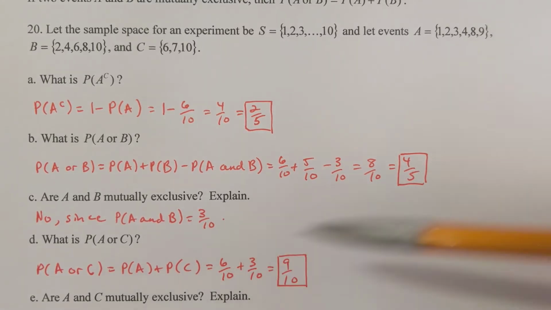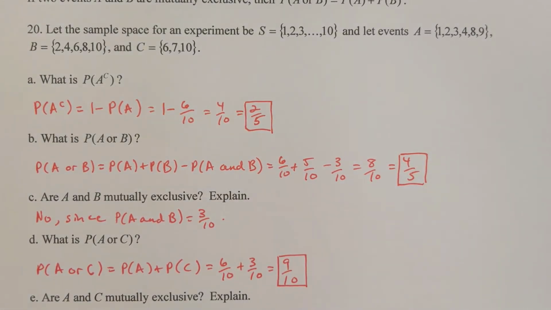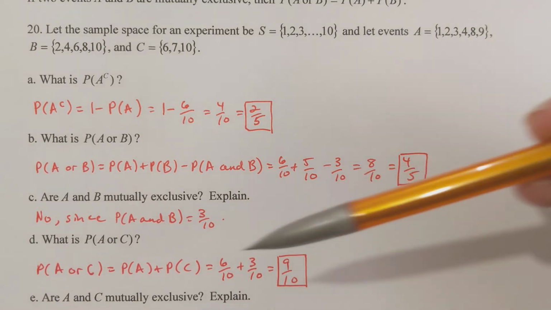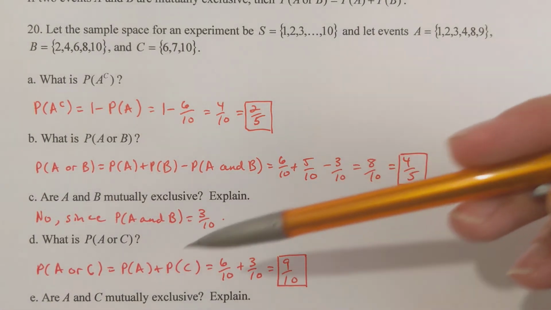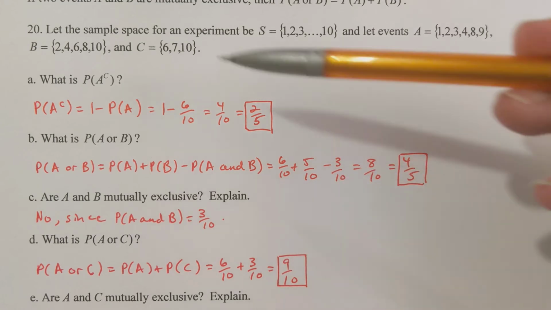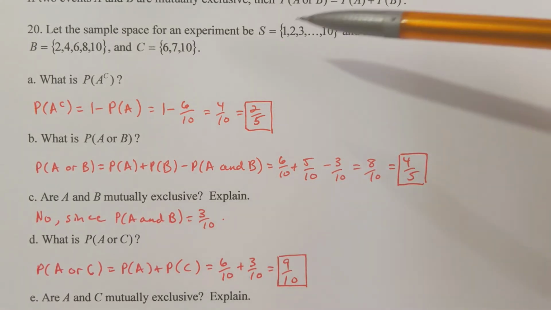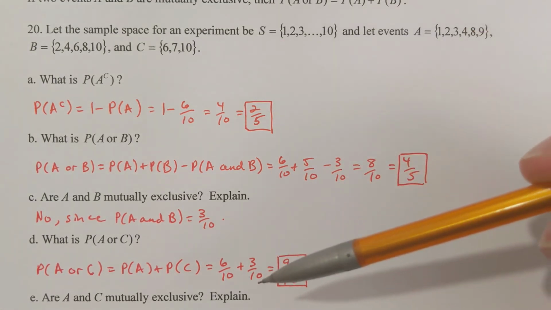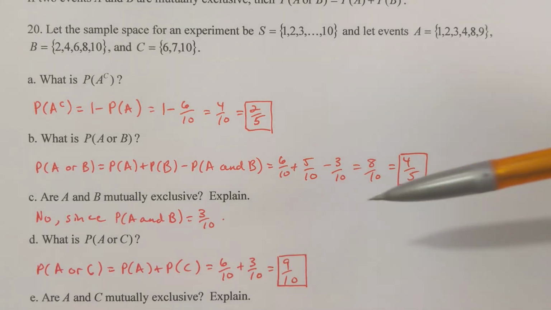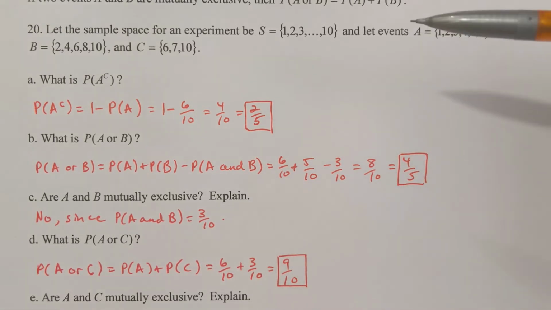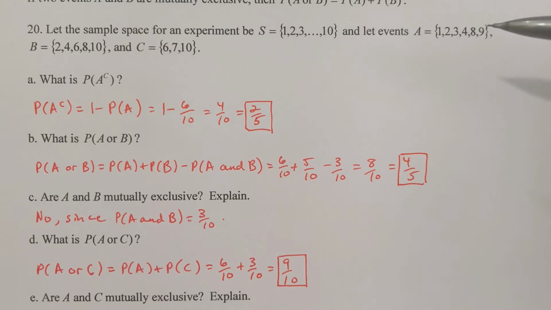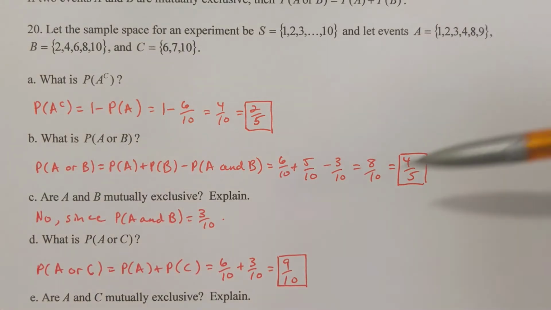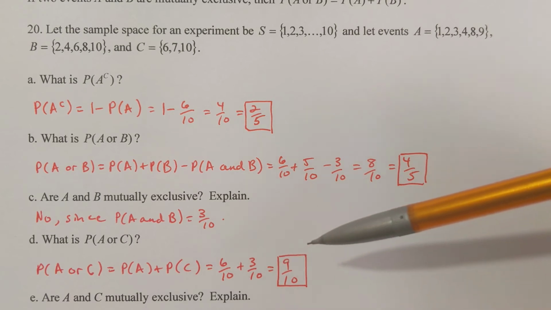Part D, what is the probability of A or C? Again, I want to use the addition rule. So the probability of A is 6 over 10. The probability of C, there's 3 things in C, out of the 10 things in the sample space. So 3 over 10 would be the probability of C, minus the probability of A and C. So how many things are in A and at the same time in C? None of them. So I would be subtracting 0.